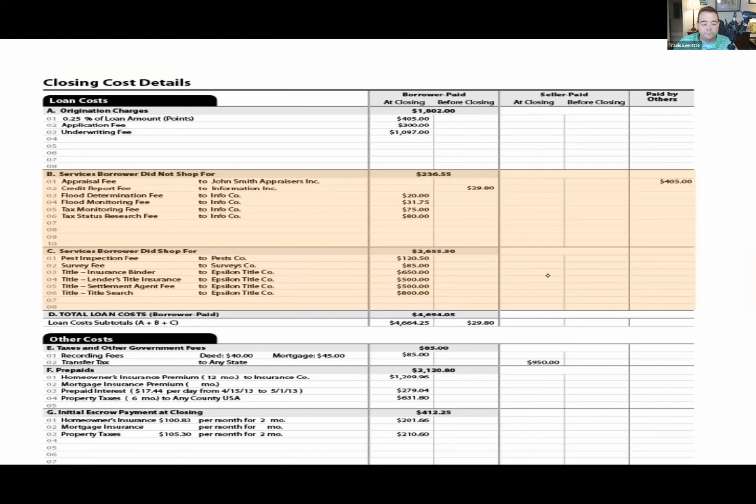Y'all see it? Line A1 up there. Origination charges, 0.25%. I love line A2. Application fee. You know that application you filled out 3 months ago? We're now charging you $300 for processing that application for you. Congratulations. I love line A3 as well. Underwriting fee. Called paperwork, folks. That's the paperwork fee. They're charging $1,097 for processing the paperwork.